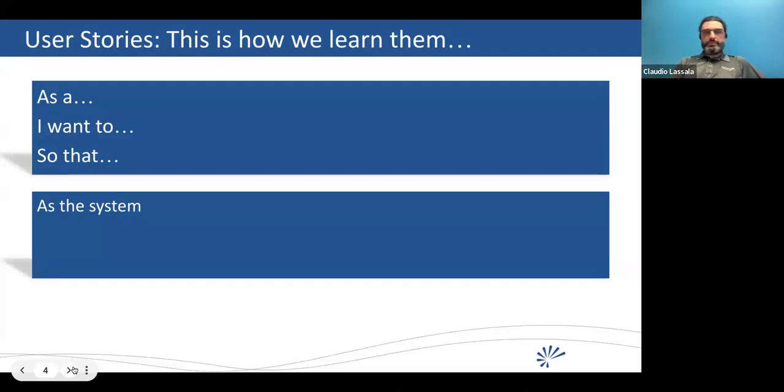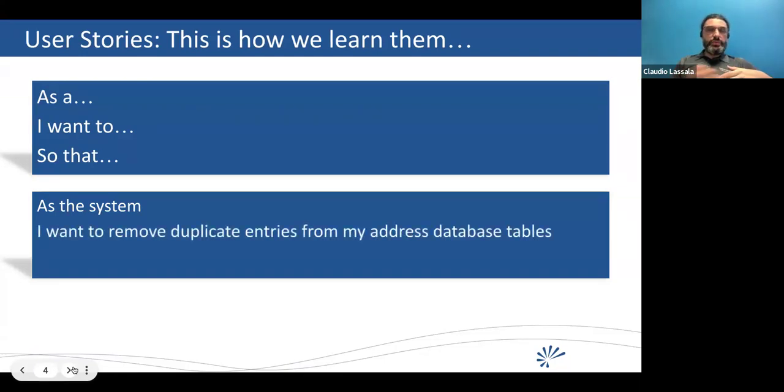As the system... Are we writing software for the system? Our users are the system? Like we're creating little robots, maybe? That already does not resonate with me, right? I want to remove duplicate entries from my address database tables. Why does it matter if we have duplicate entries in the table? Oh, because it does not conform with the normalization rules of database design. Well, but who cares? Why is that important? So that I don't have duplicates. Again, why does it matter if we have duplicates?